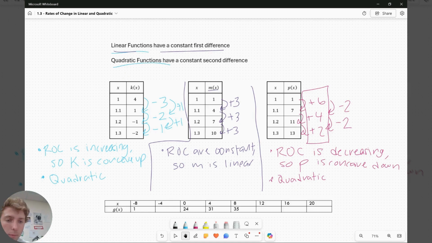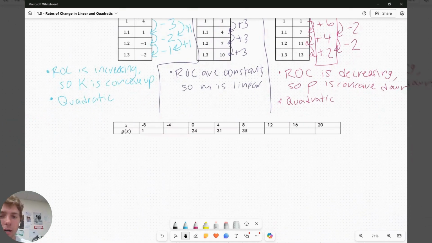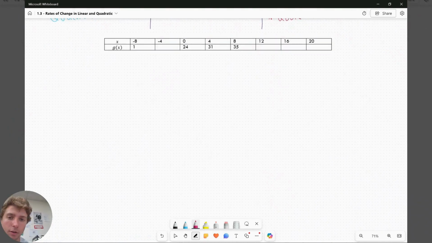So that's what we looked at for 1.3. That's the basic idea we have to understand. Let's apply that further. The directions on your notes tell you that this function is quadratic. So we know the table we're given is a quadratic relation. What that tells me is the second difference here has to be constant. Let's start by finding the first difference between the values we know. Between 24 and 31, you would add 7. Between 31 and 35, you would add 4.